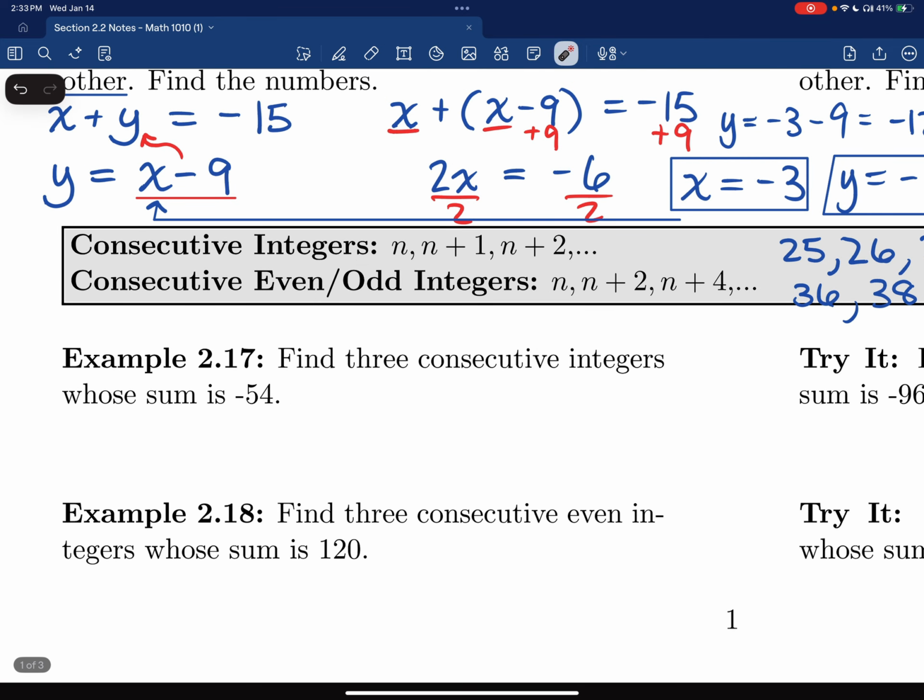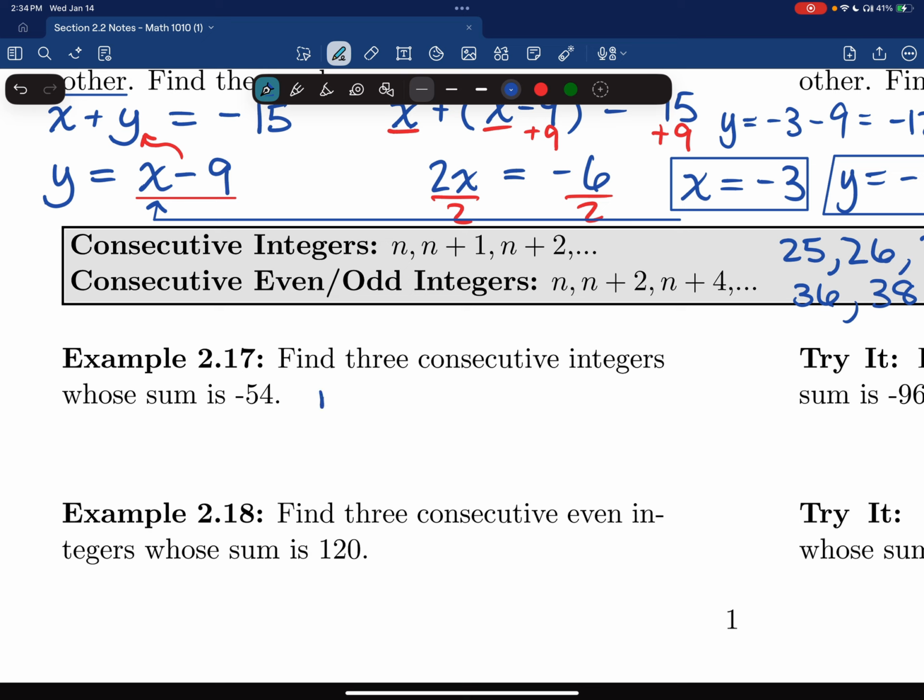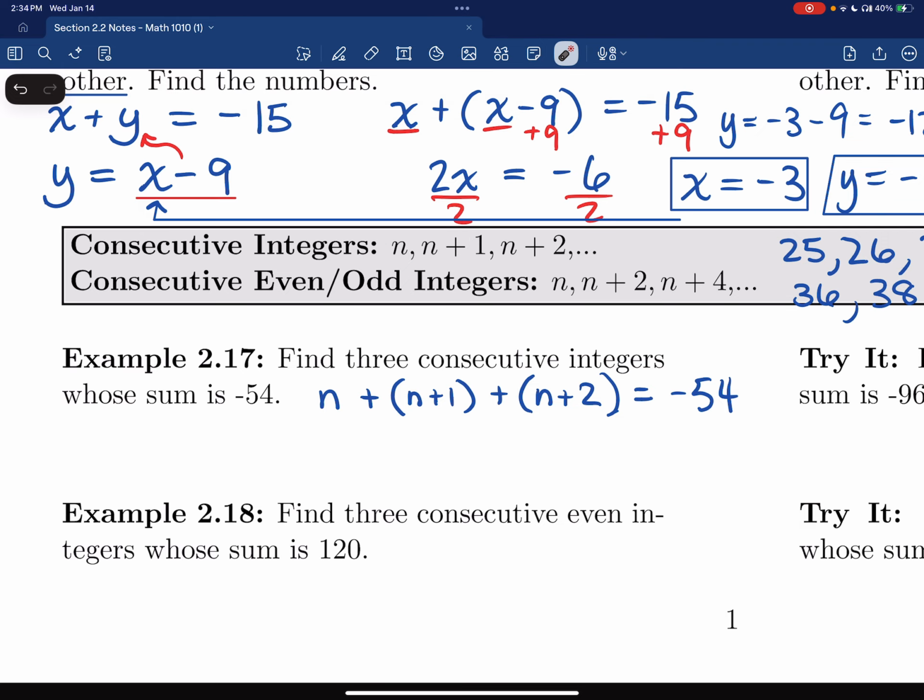Example 2.17 says find 3 consecutive integers whose sum is negative 54. So I can create an equation that says, well, n plus n plus 1 plus n plus 2 equals negative 54. Let's explain that again.